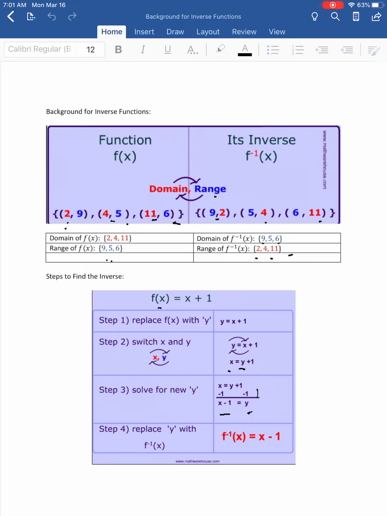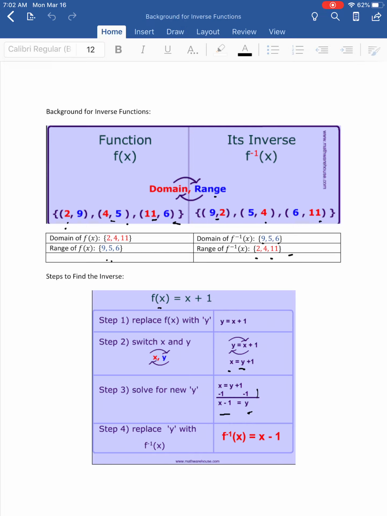Notice the reverse. The domain of the function becomes the range of the inverse, and the domain of the inverse is the range of the original function. They interchange, and this is where they're listed.